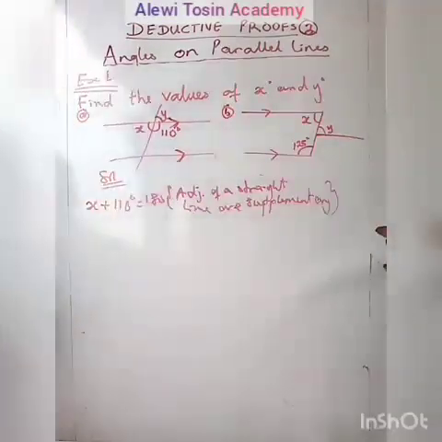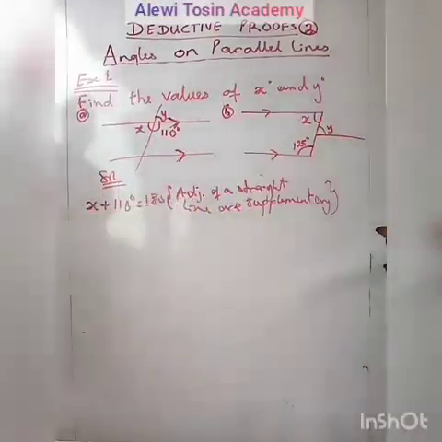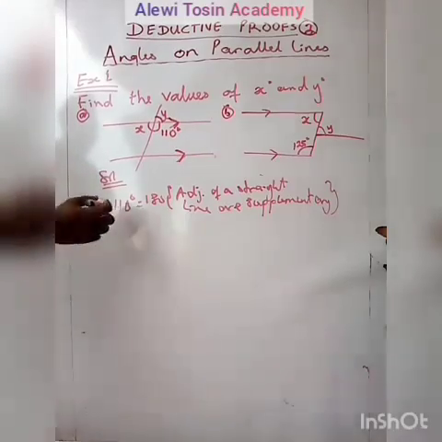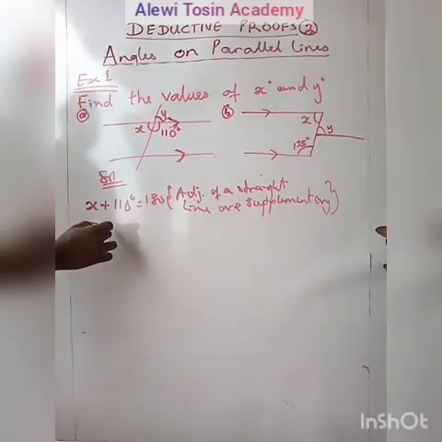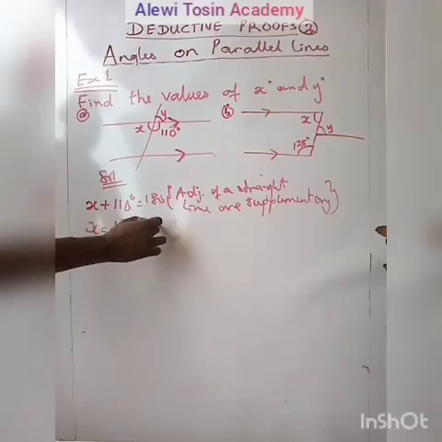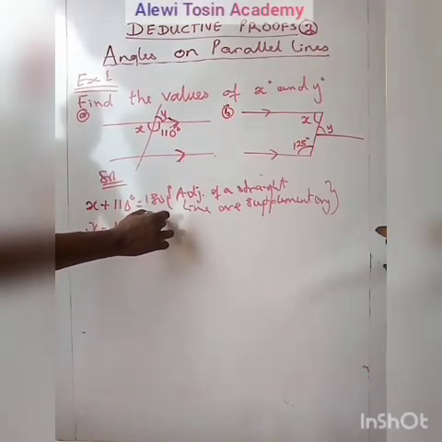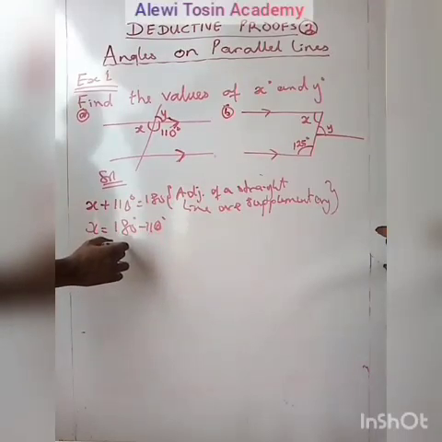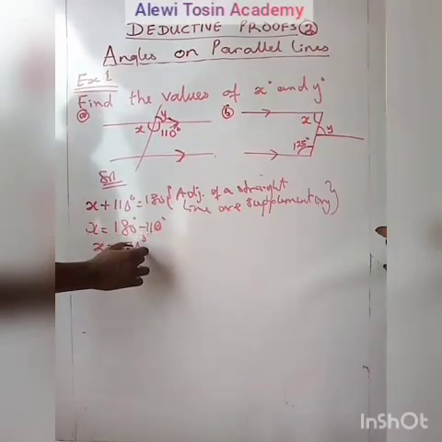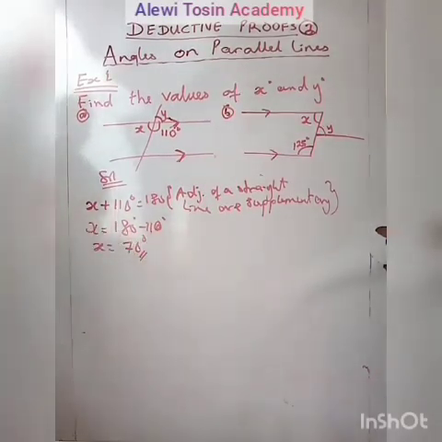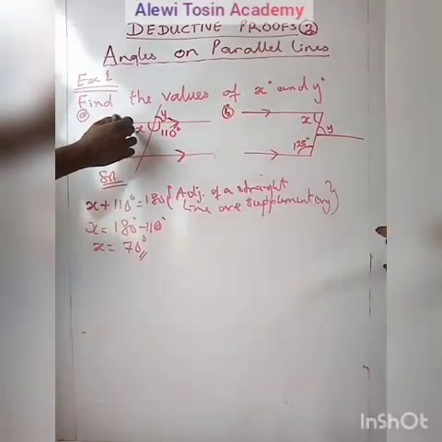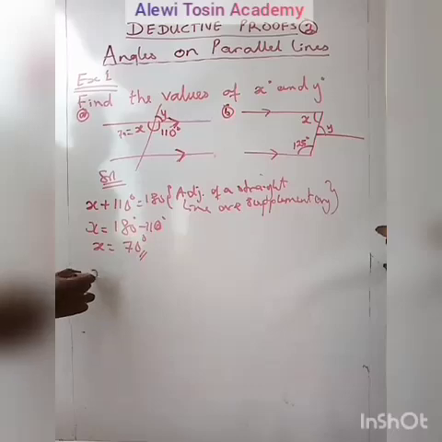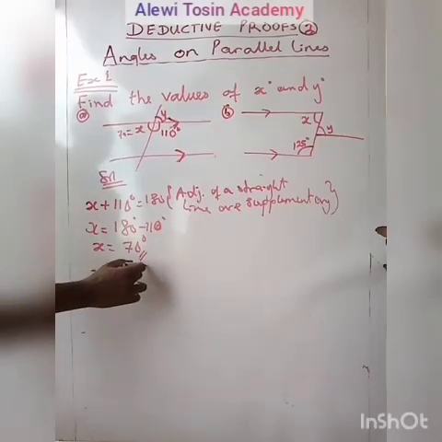Which means they are equal to 180 degrees. We said supplementary angles means that the sum of the angles is equal to 180 degrees. So we say x equals 180 minus 110 degrees. 180 minus 110 gives us 70 degrees. It means this x here is 70 degrees.